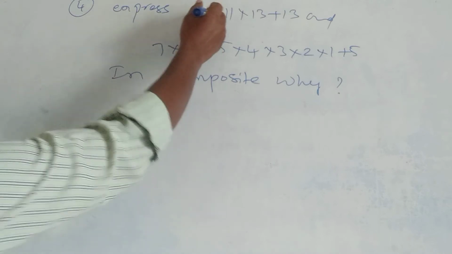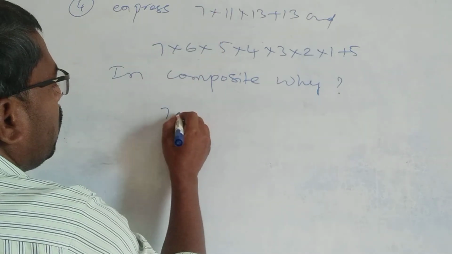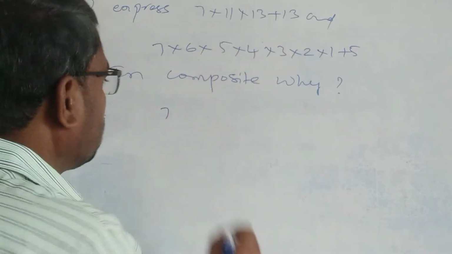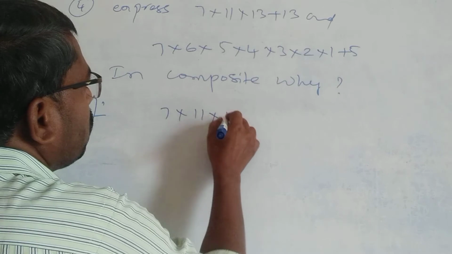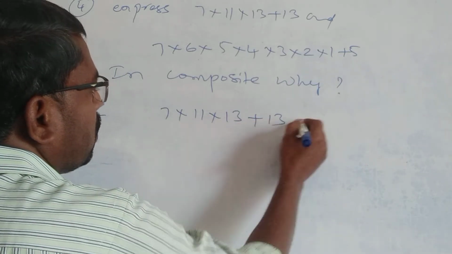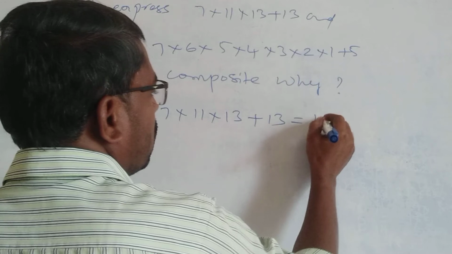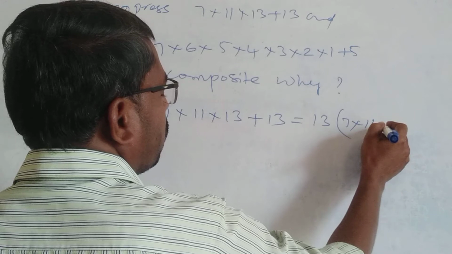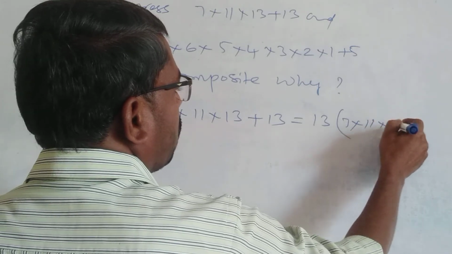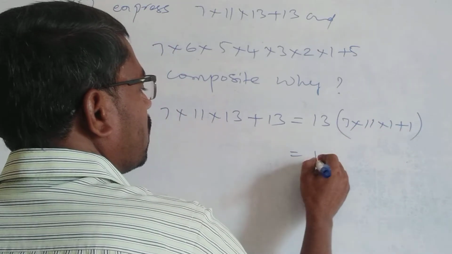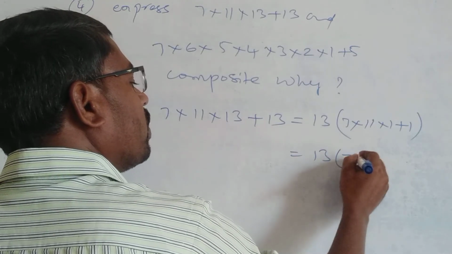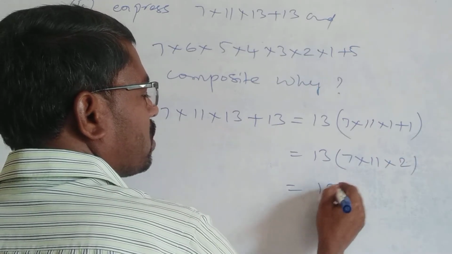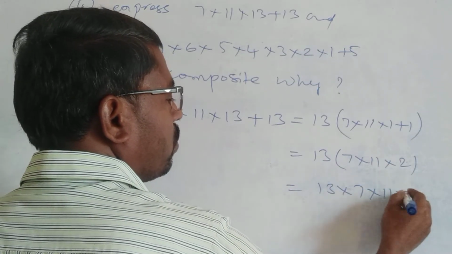Okay, now I want to take the first one. This is the solution you can write. We have to show that these two are composite numbers. 7 into 11 into 13 plus 13 is equal to, we can take 13 common in these 3. What are we getting now? 13 into 7 into 11 into 1 plus 1. That is 13 into 7 into 11 into 2. So what happens? 13 into 7 into 11 into 2.